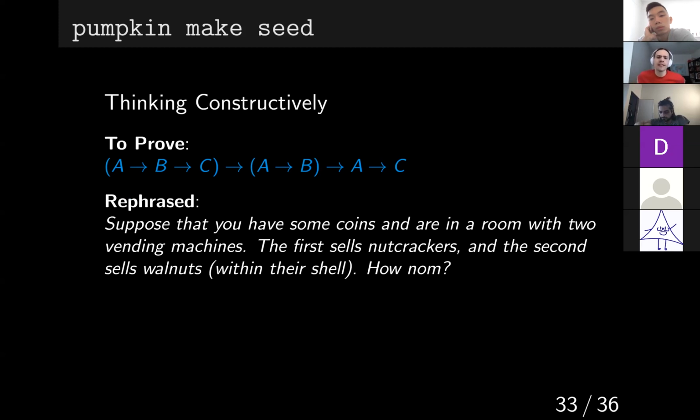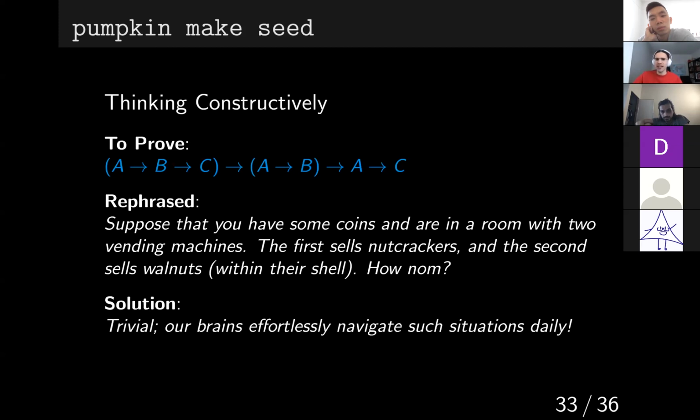Suppose you are in some room and you have some coins and there are two vending machines. The first vending machine sells nutcrackers and the second vending machine sells walnuts, but the walnuts are in a shell, right? So the question is how nom? How do I nom? I want noms. And the answer is absolutely trivial because our brains effortlessly navigate such situations daily.